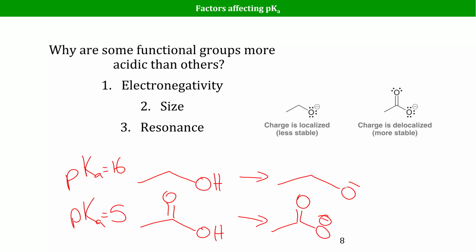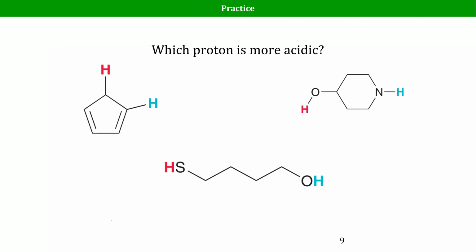And so because we're making something that's more stable, it's easier to pull the hydrogen off. Right, so the more resonance structures you get by deprotonating it, the more stable it's going to be. So let's practice with this real quick. Couple more slides and we're done with the new material for this week.